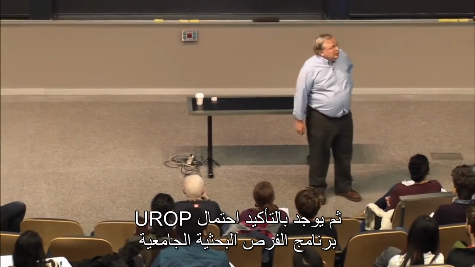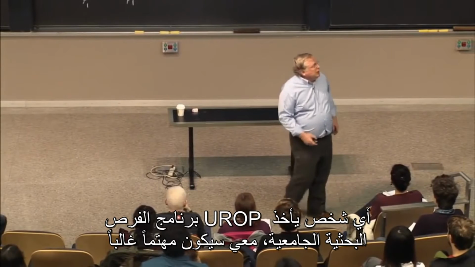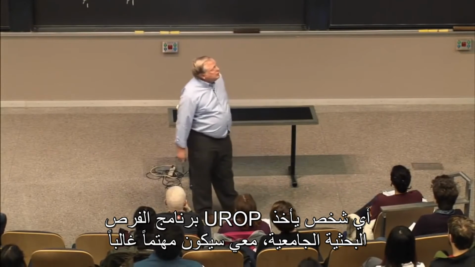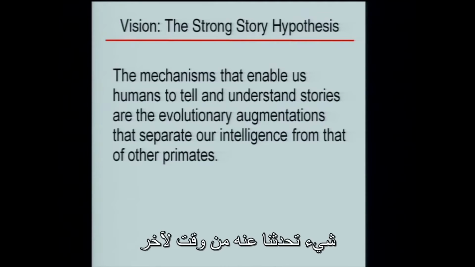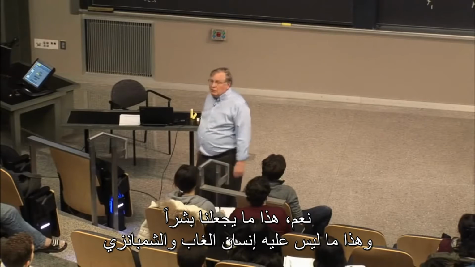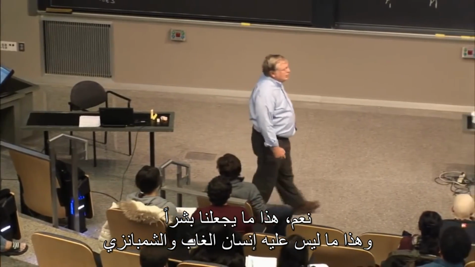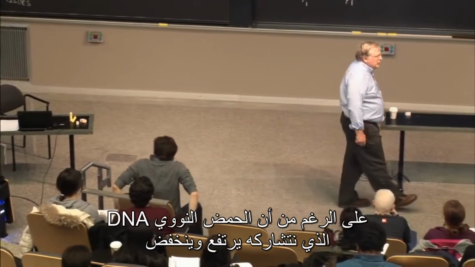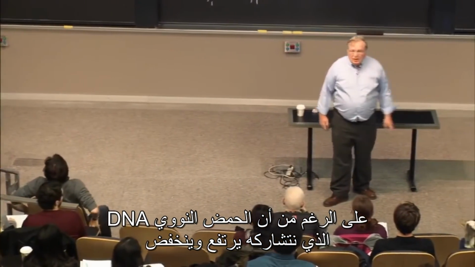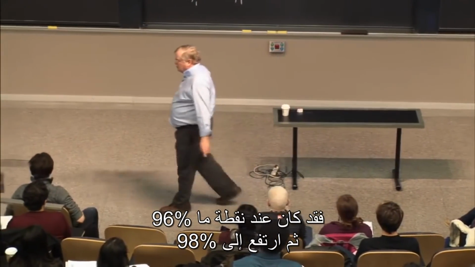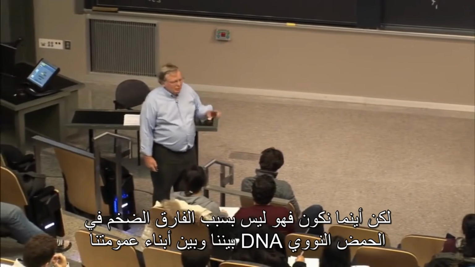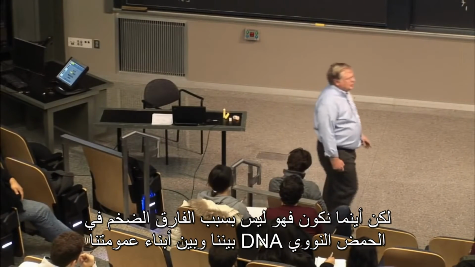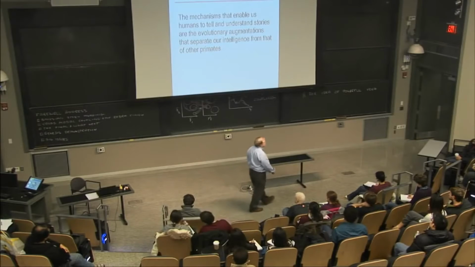And then, of course, there's the possibility of UROP. Anybody who's doing UROP with me is likely to be interested in what I've recently come to call the strong story hypothesis, something that we've talked about from time to time. That's what makes us humans, and that's not what they are. They're orangutans or chimpanzees. Even though the DNA that we share goes up and down. At one point it was 96%, then it went to 98. Now I think it's back down to 97. But whatever we are, it's not because of a huge, massive difference in DNA between us and our cousins.